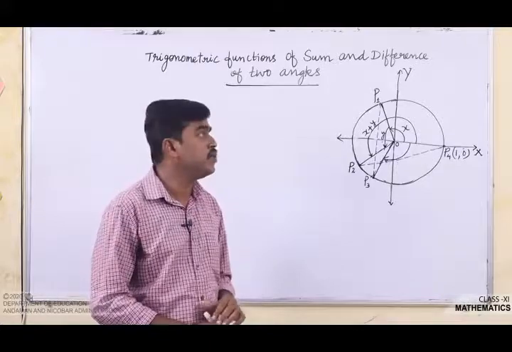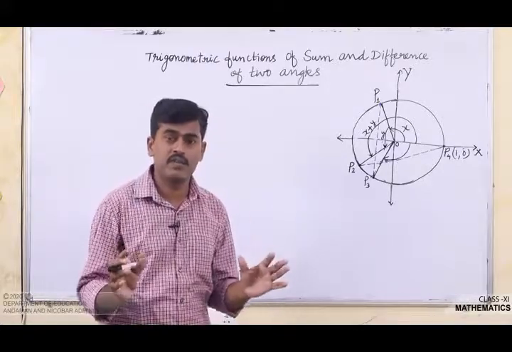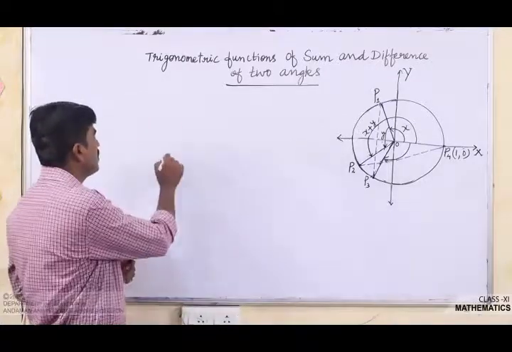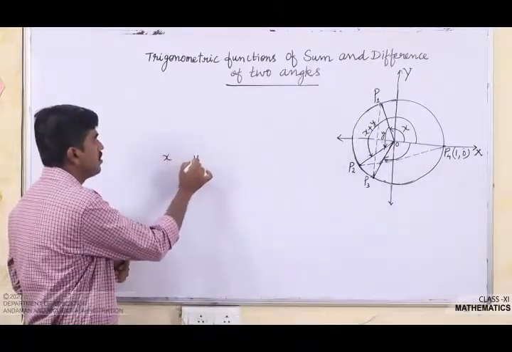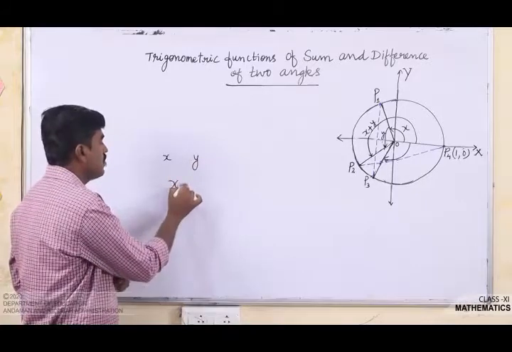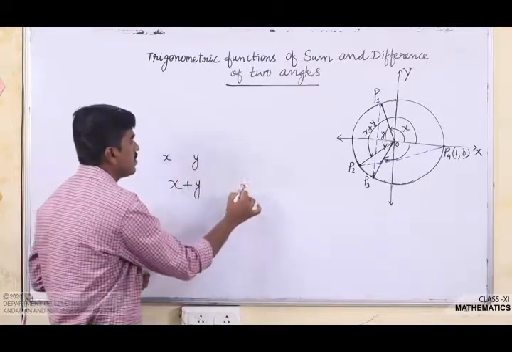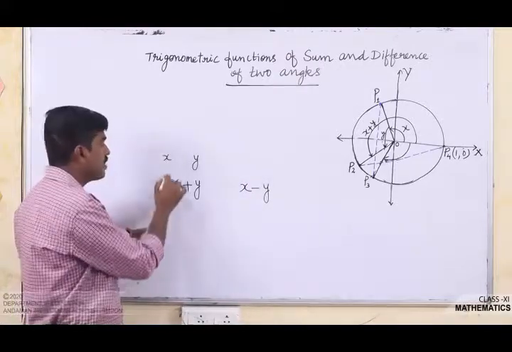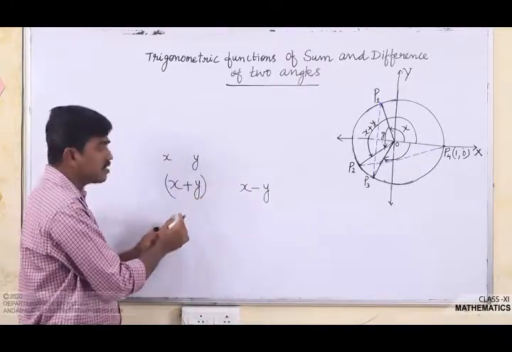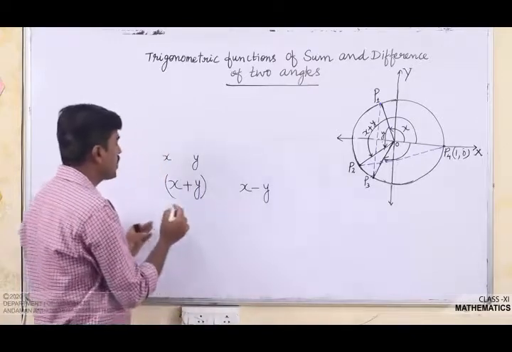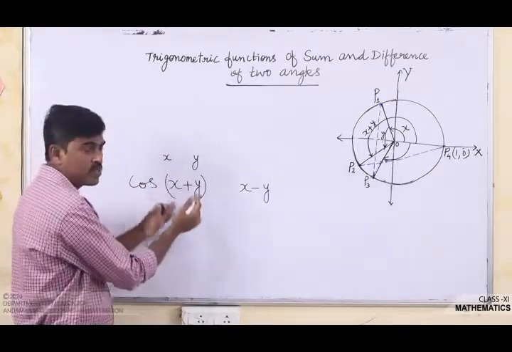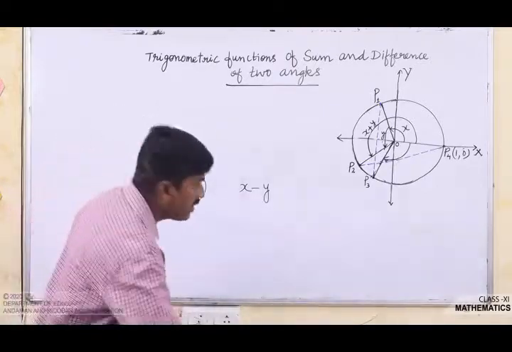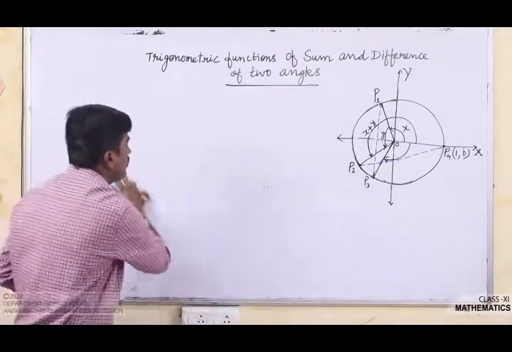So let us move on to the next concept of this lesson, that is trigonometric functions of sum and difference of two angles. Suppose there are two angles x and y. The sum of the angles is taken as x plus y and the difference of the angles is taken as x minus y. Now we will discuss the trigonometric functions for the sum of two angles and for the difference of two angles, like cos of x plus y, cos of x minus y, sin of x plus y, like that.